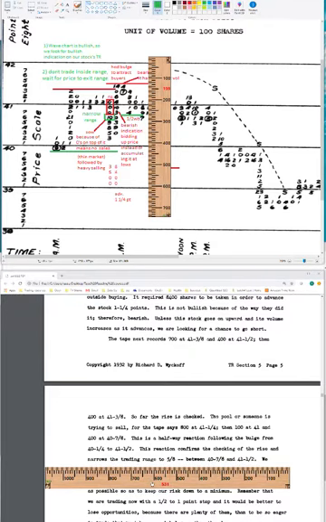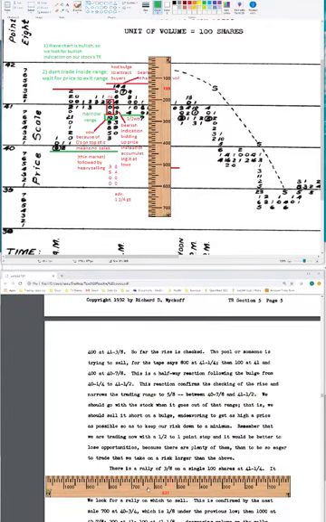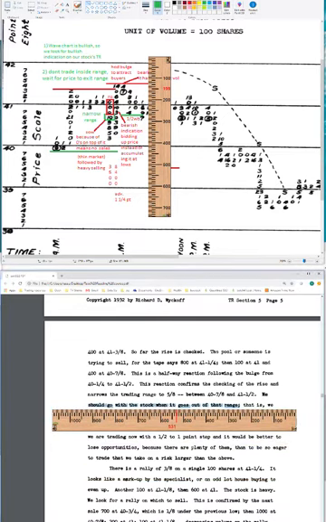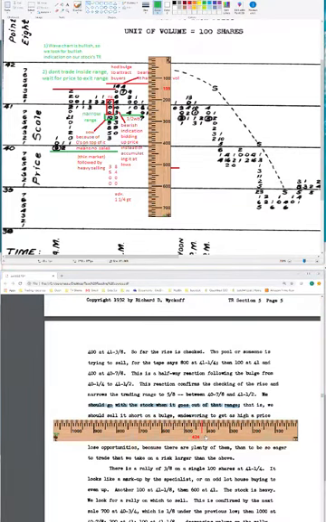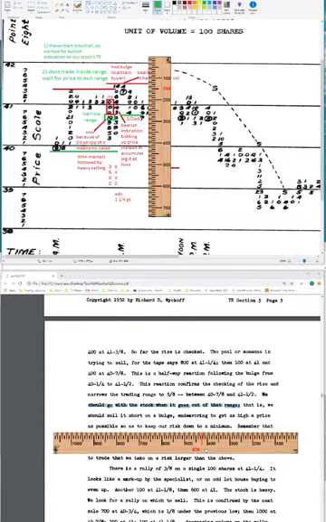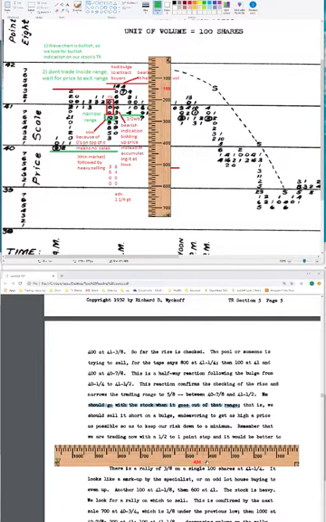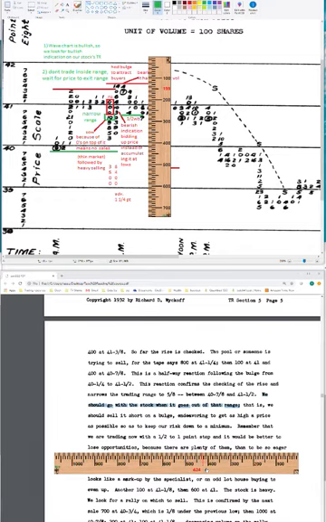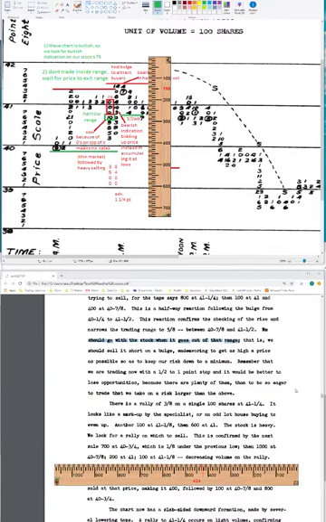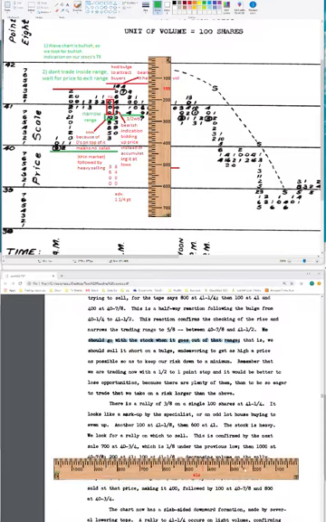And 41.5. We should go with the stock when it goes out of that range. It always says that. That is, we should sell it short on a bulge, endeavoring to get as high a price as possible so as to keep our risk down. Remember that we are trading now with a half to 1 point stop, and it would be better to lose opportunities, because there are plenty of them, than to be so eager to trade with high risk. So it's better to lose an opportunity, meaning get rid of the FOMO, let it go, than to risk a lot.